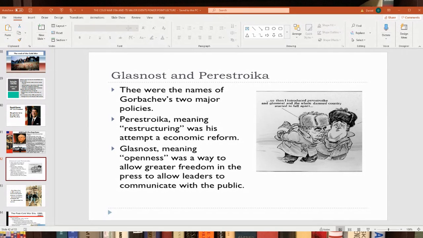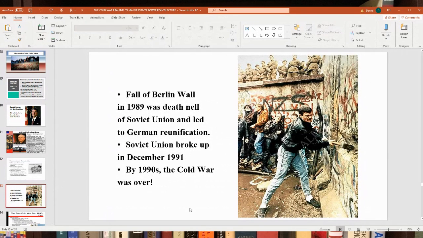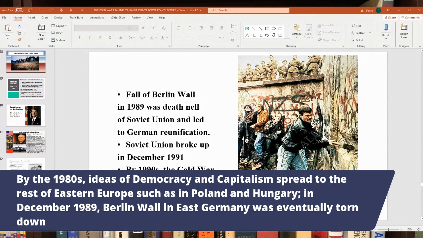Then, of course, what happened next, if you know about it, was by the 1980s, the Cold War started to come to an end. And of course, one of the big things that led to it was that in the 1980s, the ideas of democracy and capitalism took off. It spread throughout Eastern Europe. It started in Poland and Hungary, the two countries that were really the first to do it, and then it spread to all the other ones.